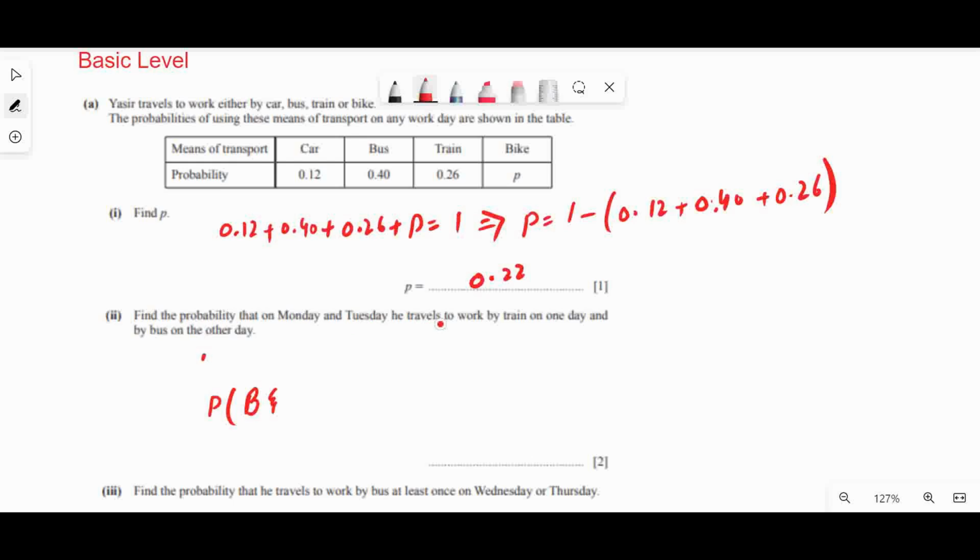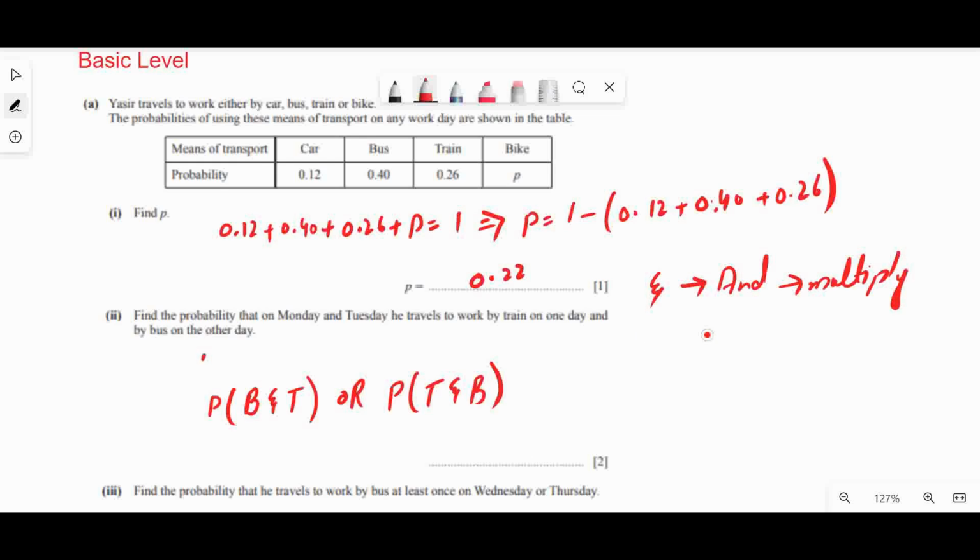Finally, Monday and Tuesday he travels to work by train on one day and by bus on the other day. So by bus on one day and by train on the other, or the second possibility is that he travels by train and then by bus. So in probability, the symbol and means multiply, and or means add.